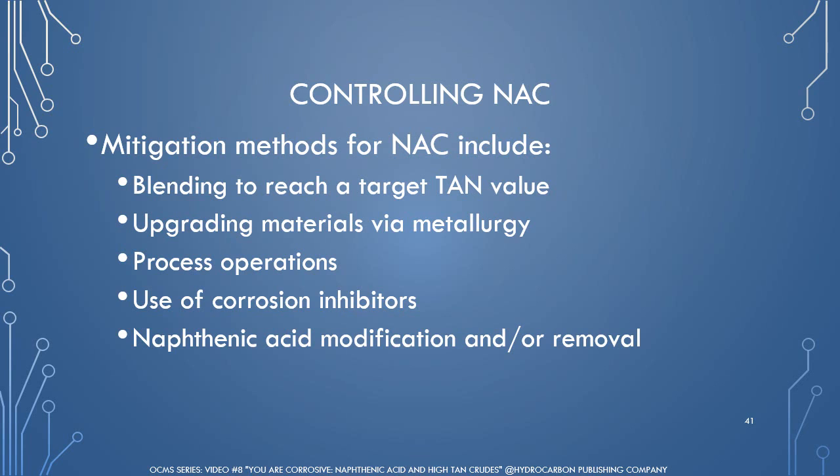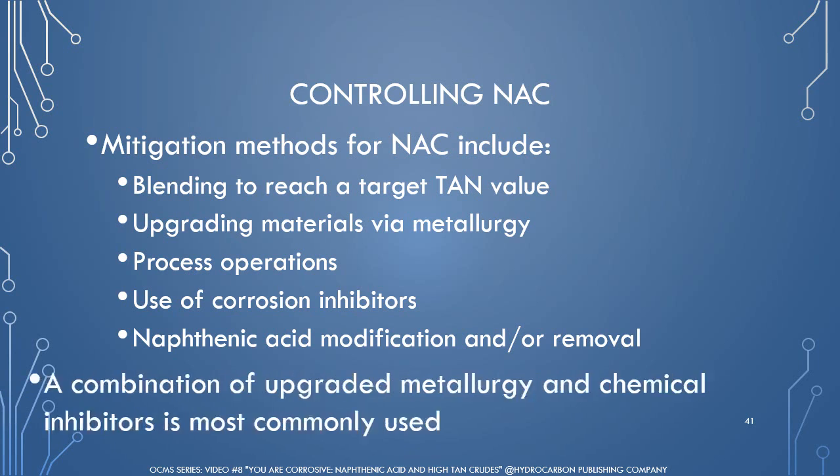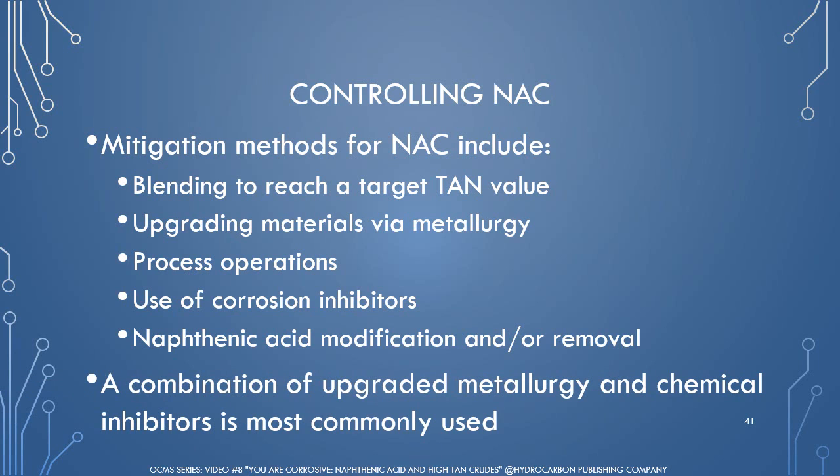Depending on the refiner's strategy for crude selection and requirements for risk management, a combination of upgraded metallurgy and chemical inhibitors is often used. The combination of the two is a flexible method where upgraded metallurgy would be used in areas at most risk of corrosion and inhibitors are used elsewhere as needed.